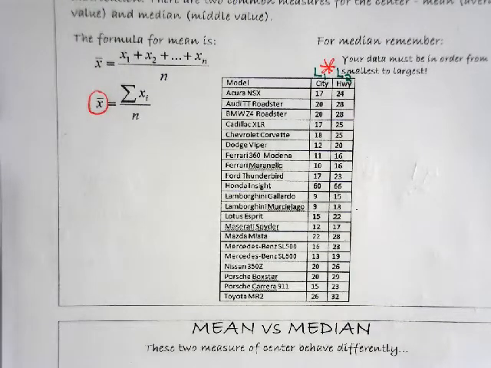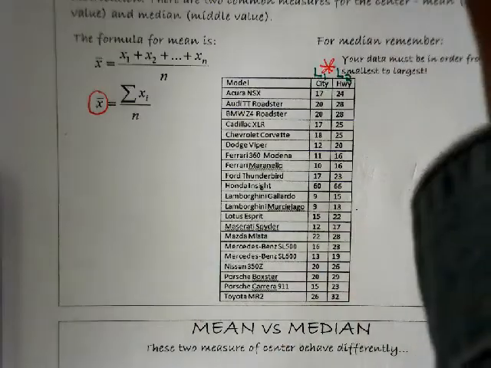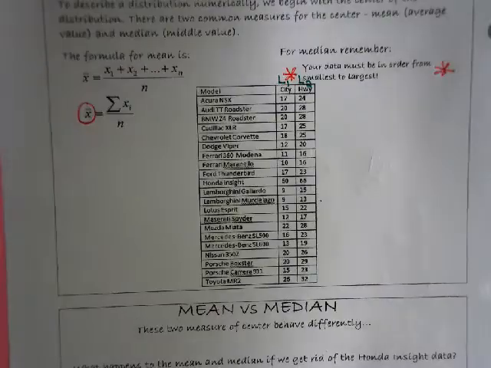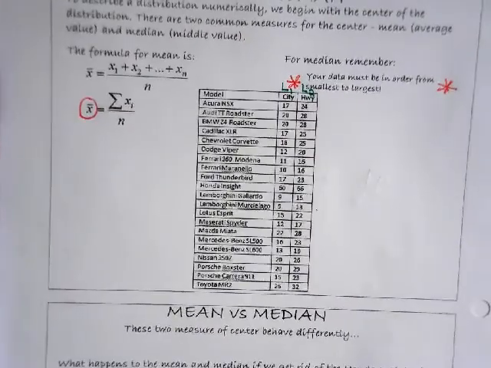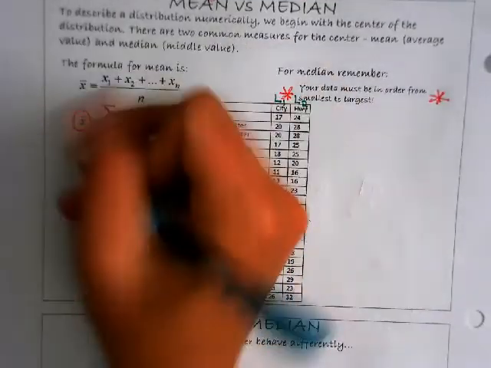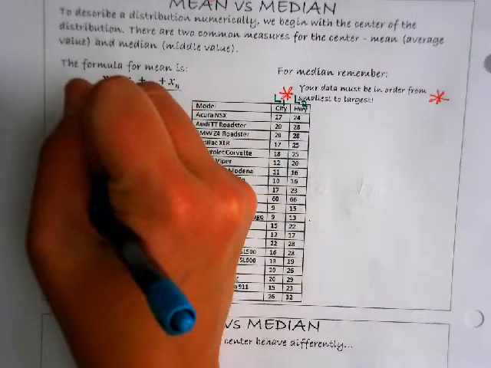All right. Now I'm gonna show you guys how to find the average and how to find the median. There should be 21 pieces of data.